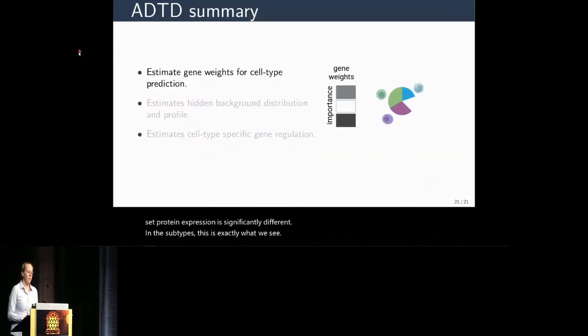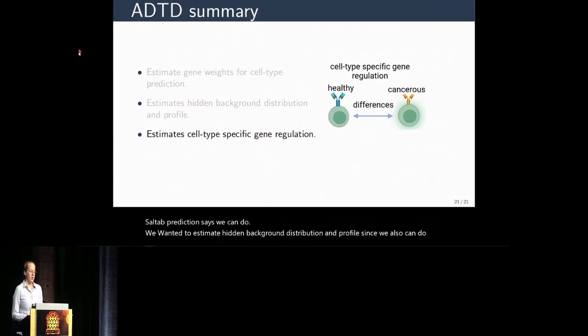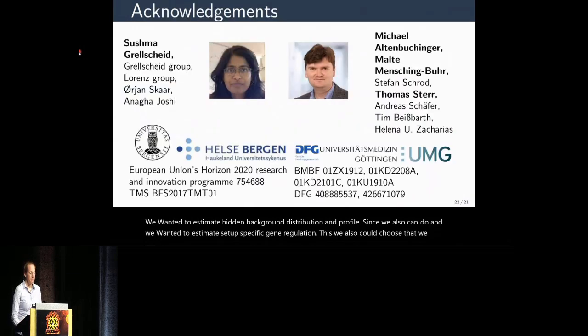So to sum up, we wanted to estimate gene weights for cell type prediction. This we can do. We wanted to estimate hidden background distribution and profile. This we also can do. And we wanted to estimate cell type specific gene regulation. This we also could show that we are able to do.